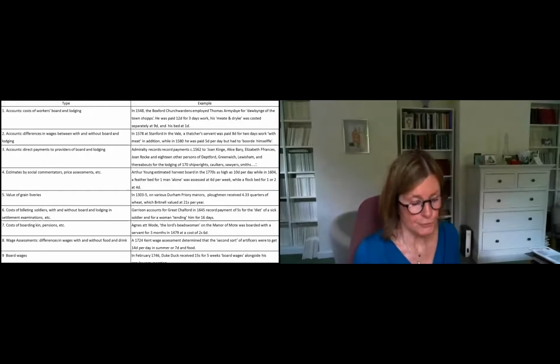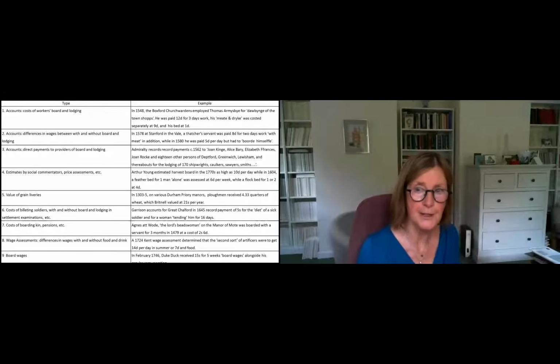Farm servants, of course, were boarded routinely right through to the late 19th century. This was partly because of the isolation of some farmhouses, but it was also because it avoided muster costs. And the cost of board and lodging farm servants was very often noted by careful employers and recorded in their account books.